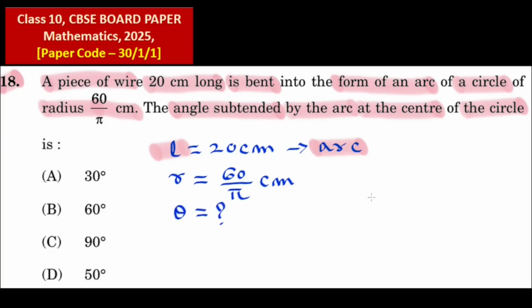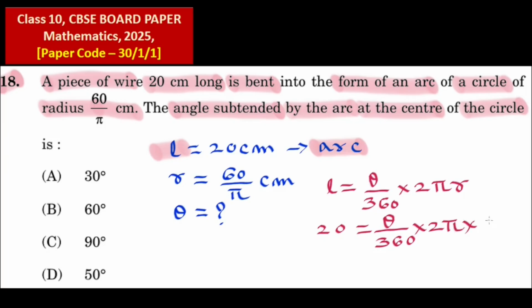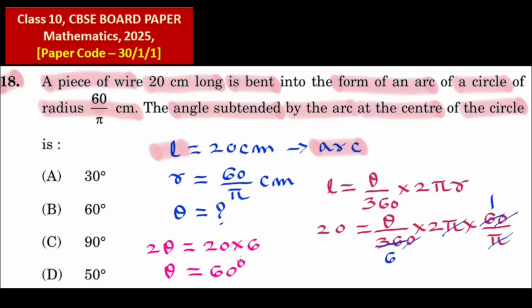arc of length L. Now we have length of arc equals theta upon 360 into 2 pi r. Putting the values, 20 equals theta upon 360 into 2 pi into 60 upon pi. We cancel this pi, this 0, 6 ones are 6, 6 are. So we get 2 theta equals 20 into 6. So theta is 120 upon 2, 60 degrees. Hence the correct answer option is B, 60 degrees.